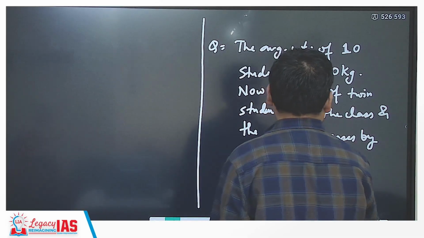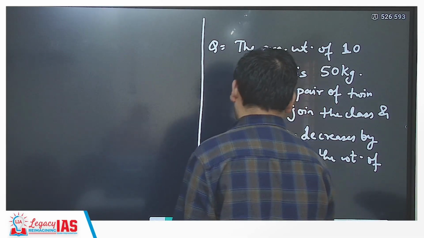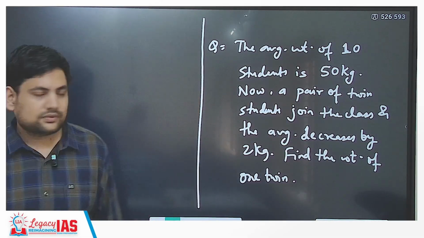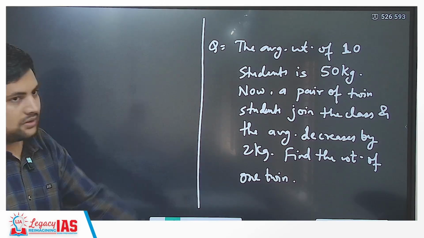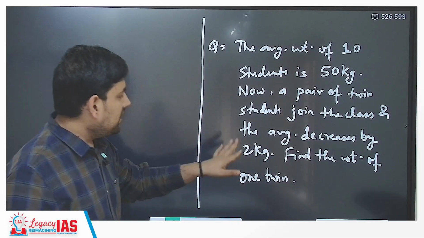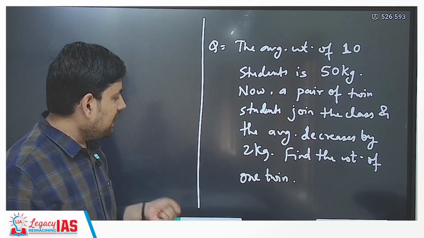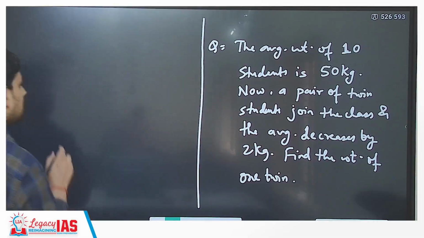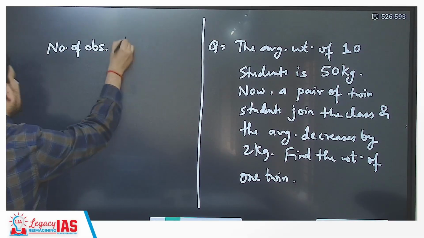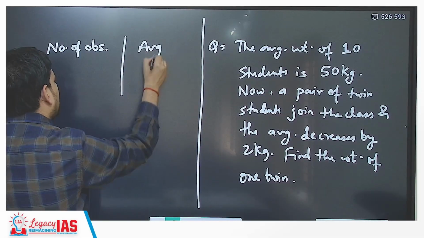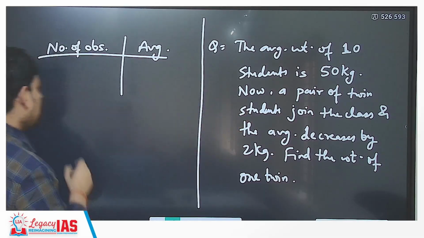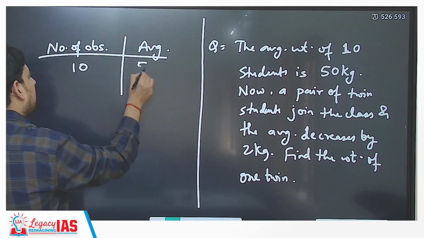Find the weight of one twin. Now, if I have to do this, the average weight of 10 students is 50 kg. Now, a pair of twin students join the class and the average weight decreases by 2 kg. Okay, now see this. From this, you will understand a lot of things. Number of observations and average. Initially there are 10 students, average weight is 50.